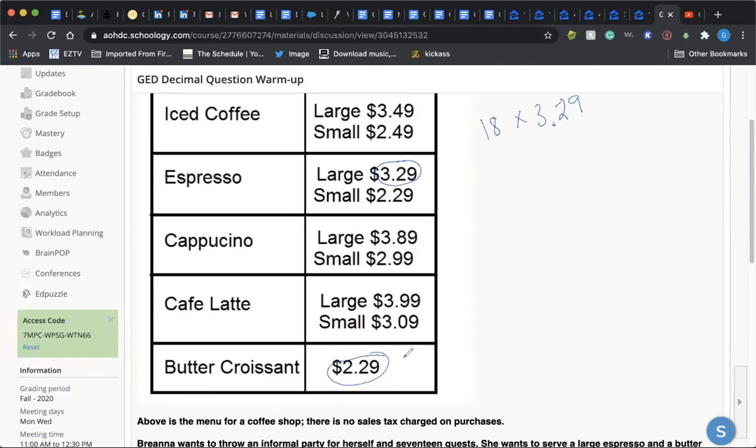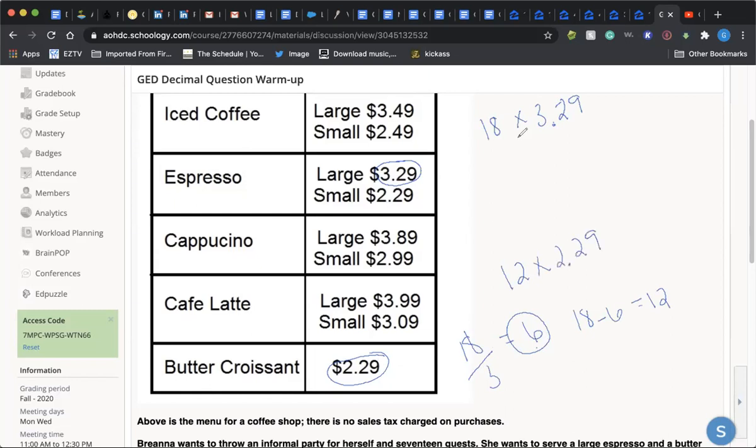Every time you buy 2, you get a third one free. That means if you take the 18, you need to divide it by 3, and 18 divided by 3 gives you 6. So 6 is the number she's going to get for free. So 18 minus 6 gives me 12. So I only need to pay the price of 12 croissants. So I need to take the $2.29 and multiply it by 12.